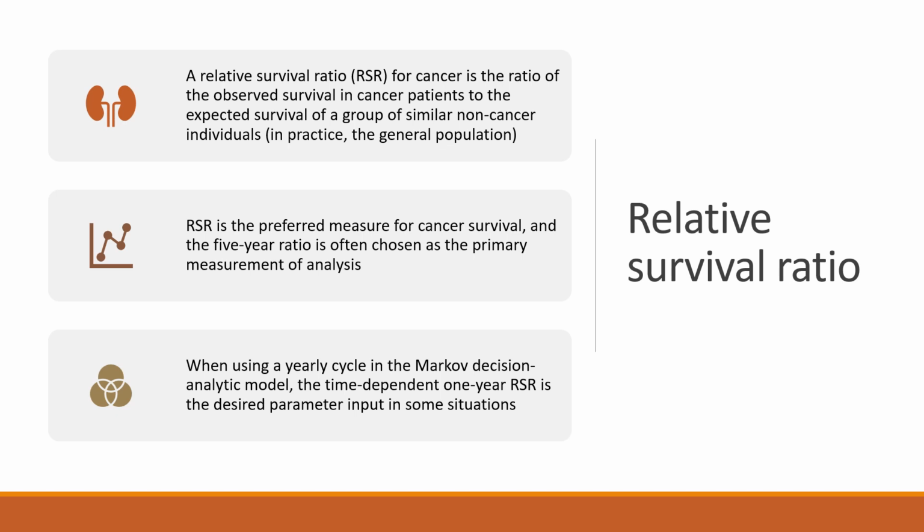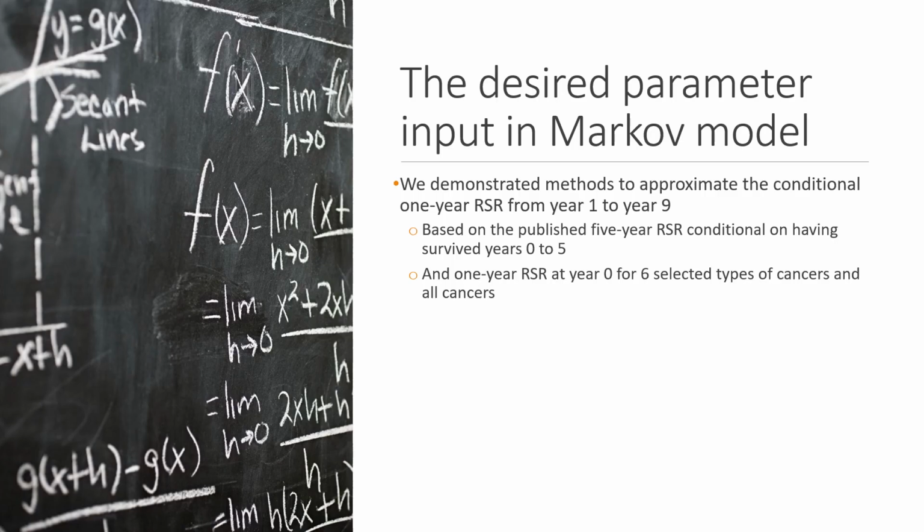However, the time-dependent one-year relative survival ratio for patients at risk can be used to predict the risk of mortality in the following year for cancer survival, and also is the desired parameter input in some situations, such as when using a yearly cycle in the Markov decision analytic model.